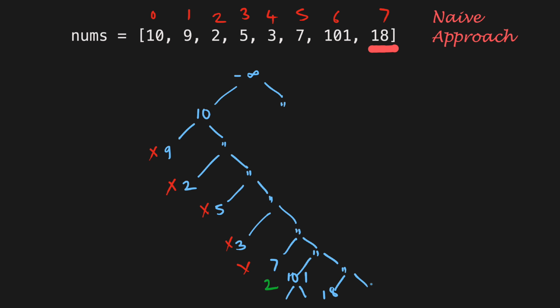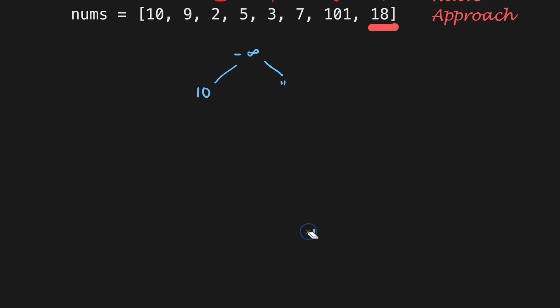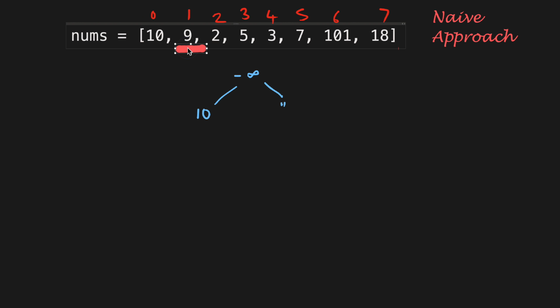Now let's see what happens when we skip 10 and eventually find the length of the longest increasing subsequence. Let's get rid of this tree to make some space and move the index back to 0 because we have just skipped 10.